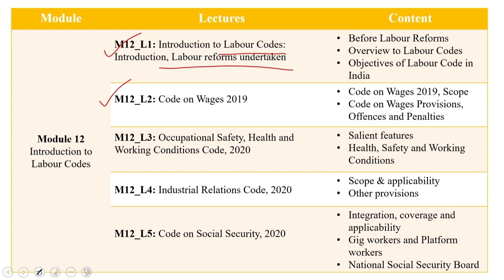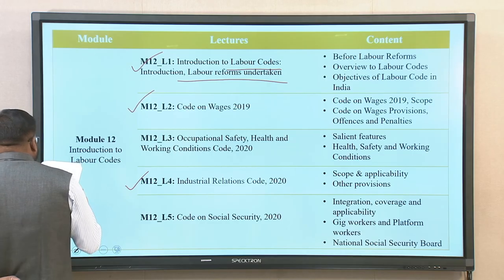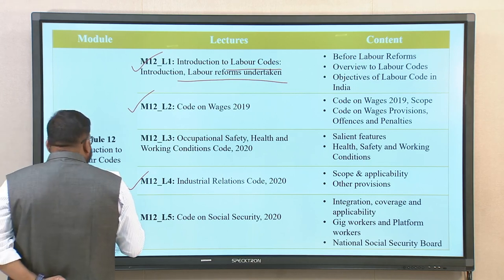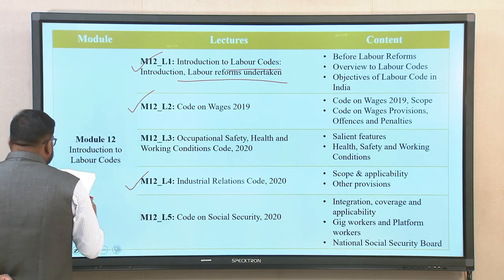In the fourth lecture of Module 12, we looked into Industrial Relations Code 2020. Industrial Relations Code provides a broader framework to protect the rights of workers to form unions, to reduce the friction between the employers and workers, and to provide regulations for settlement of industrial disputes. We tracked the timeline of the passage of this Industrial Relations Code. We also looked into the different acts that are consolidated under this code, namely the Trade Union Act of 1926, the Industrial Employment Standing Orders Act 1946, and the Industrial Disputes Act of 1947.